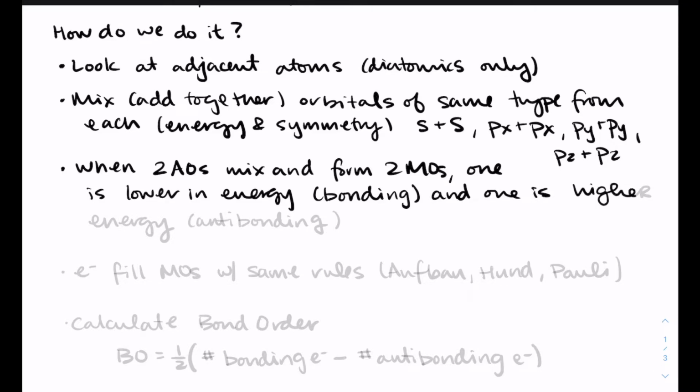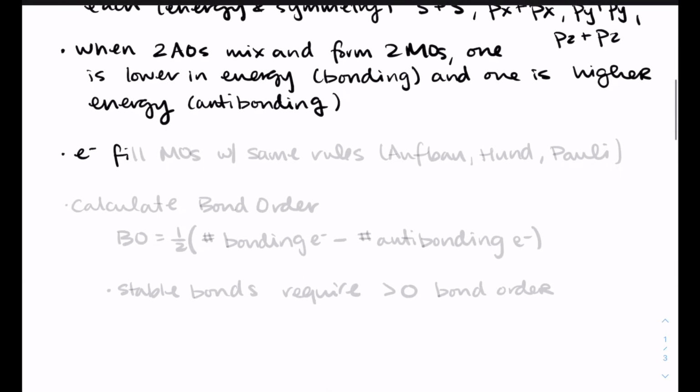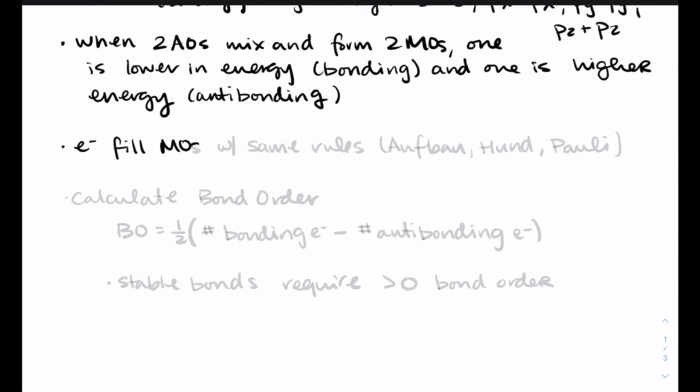And the MOs fill with the same rules that we used to fill orbitals before. So Aufbau principle, start at the bottom, move up. Hund's rule, so don't pair unless you have to. And then Pauli exclusion, if you have two electrons in an orbital, one has to be spin up, the other one has to be spin down.